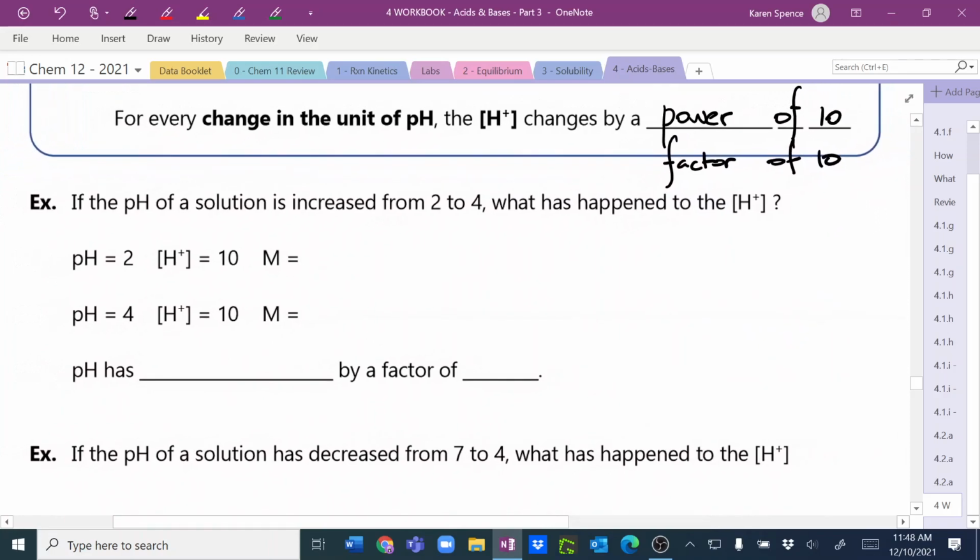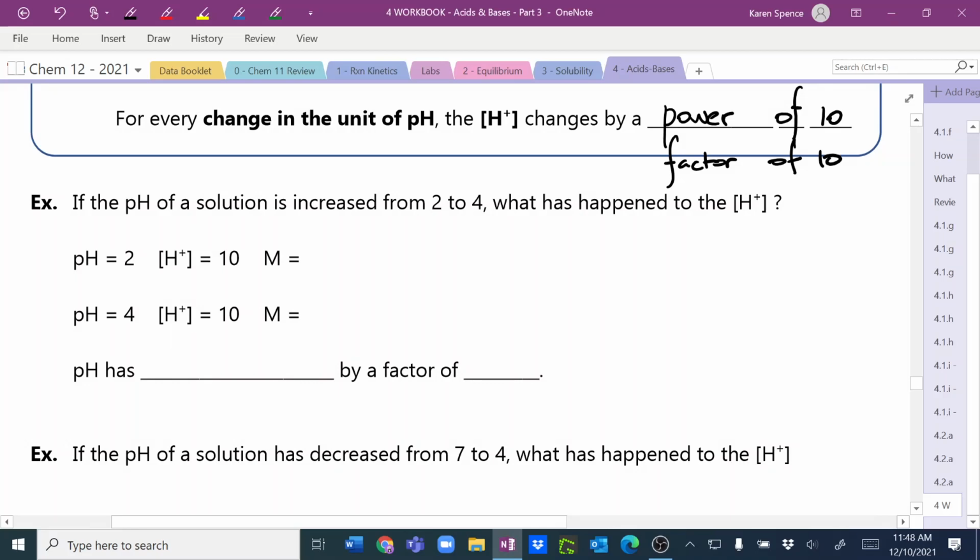Now, what if we increased pH from 2 to 4? Well, if pH is 2, what's the hydrogen ion concentration? Go look it up. It's 0.01, which is 10 to the -2, so that's 0.01 molar. If pH is 4, go look up what the hydrogen ion concentration is. It's 10 to the -4, so that's 0.00001 molar.